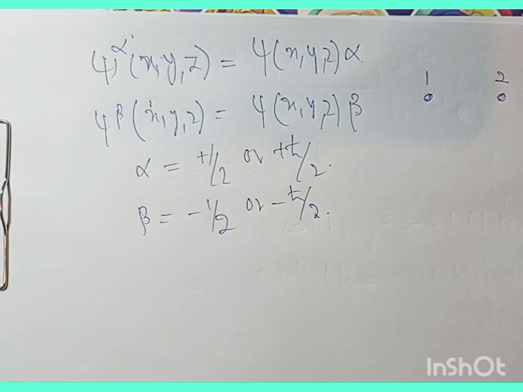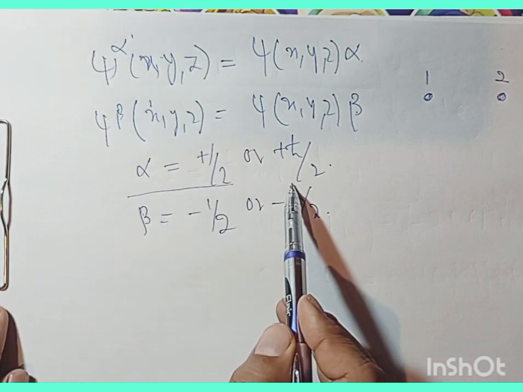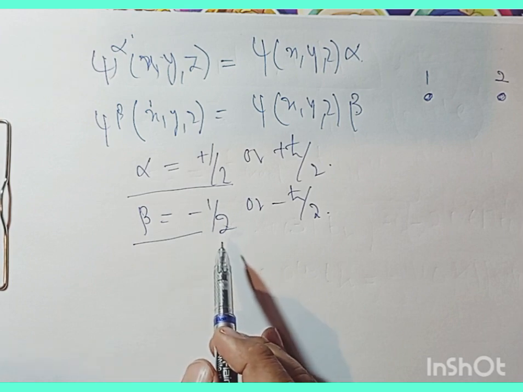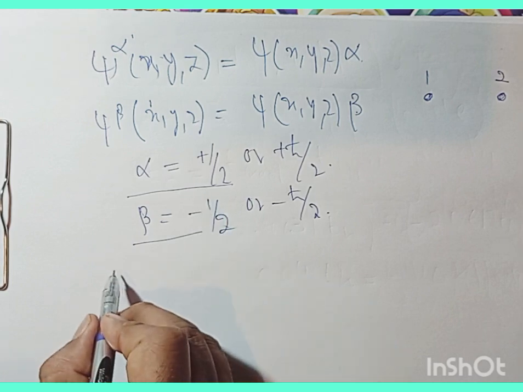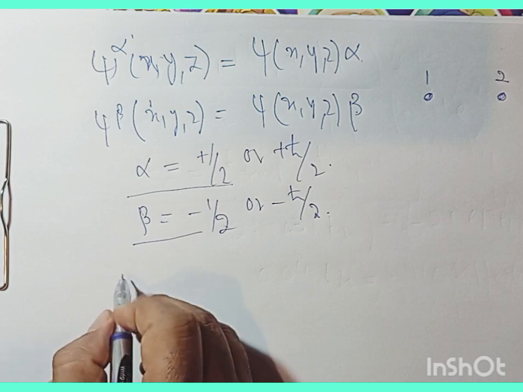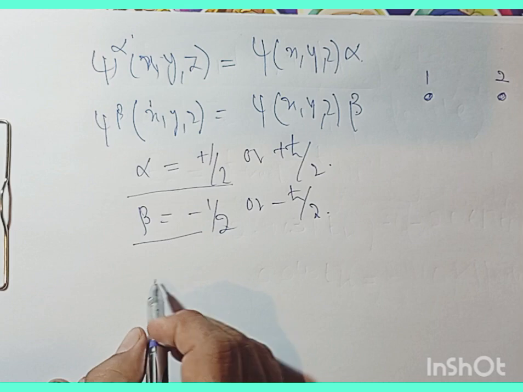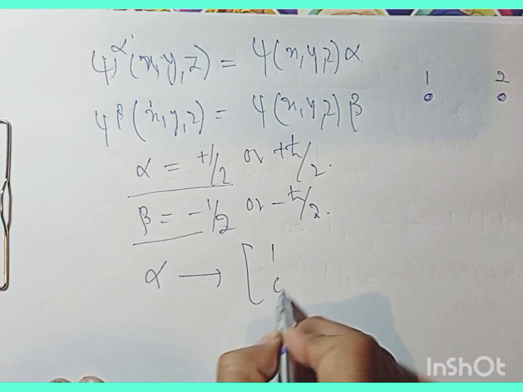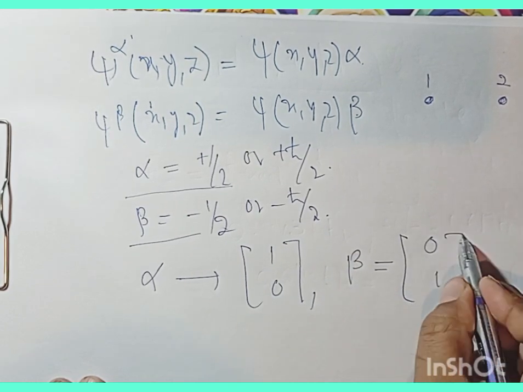Since there are only two values for this spin, we can have spin up, or we can have spin down. So we can write these spin functions as 2 by 1 column matrices. For alpha, we can use a column matrix of 1 and 0, and for beta, we can use a column matrix of 0 and 1.